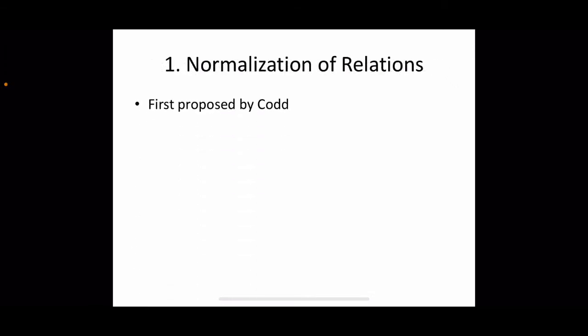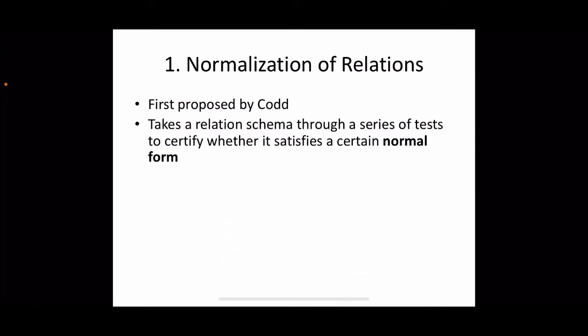Okay, so what is normalization? This normalization process was first proposed by Codd in 1972. It takes a relation schema through a series of tests to certify whether it satisfies a certain normal form. So usually this process proceeds in a top-down fashion. That is, it will take a schema, then decompose it into components. Okay. So it will evaluate each relation against the criteria for normal forms and decompose relations as necessary. So we can call it relational design by analysis.